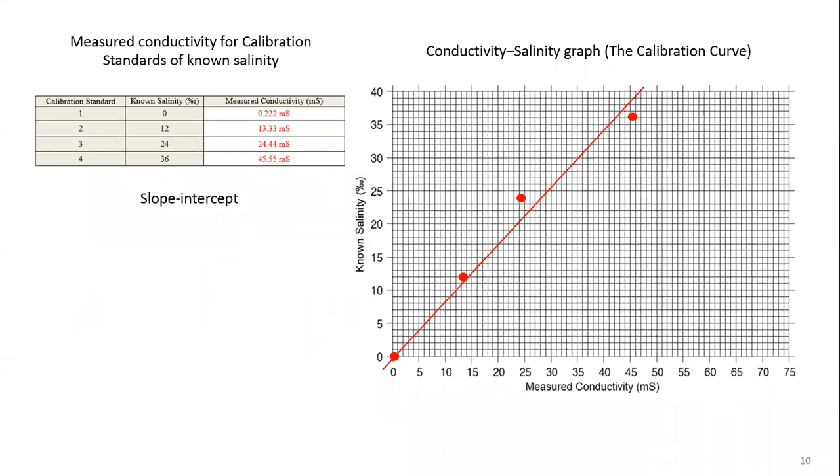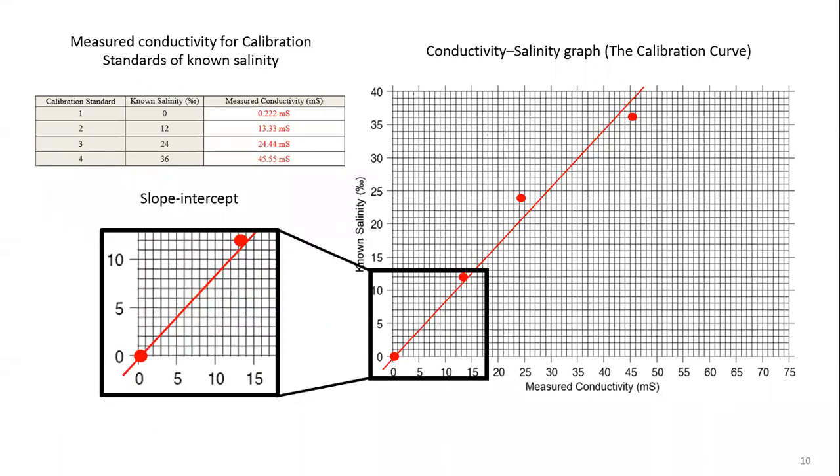Slope-intercept. The slope-intercept, or also called y-intercept, is the point where the best fit line crosses the salinity axis, or y-axis, on the graph. In this example, the slope-intercept is approximately -0.5.